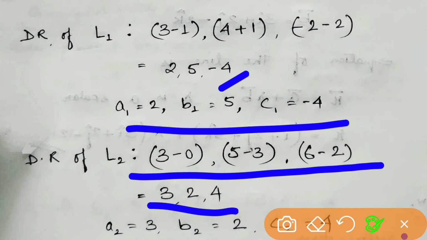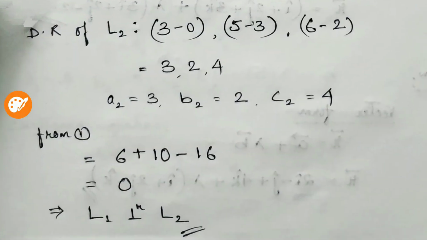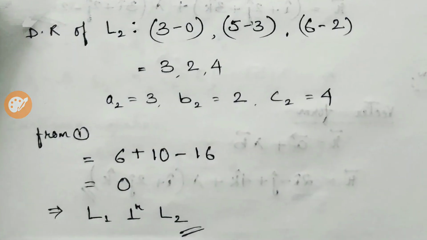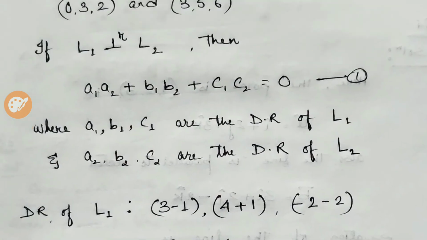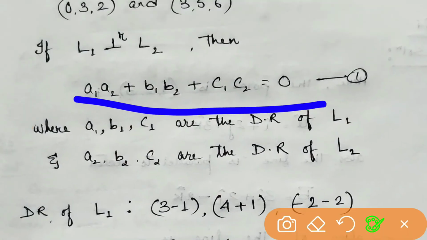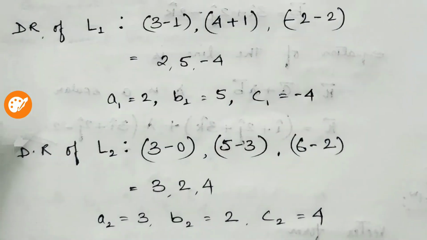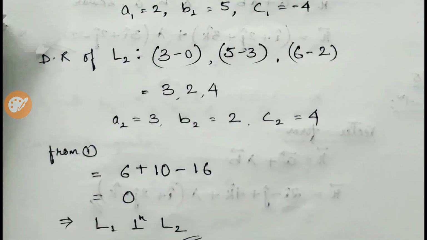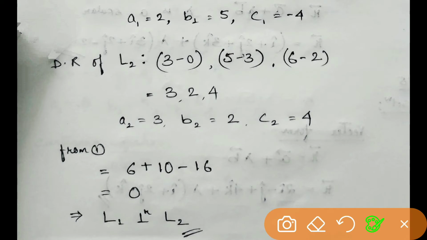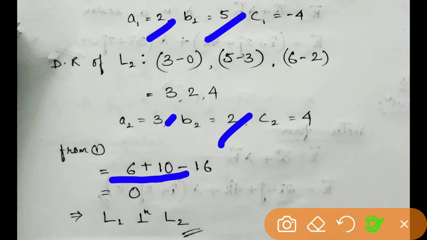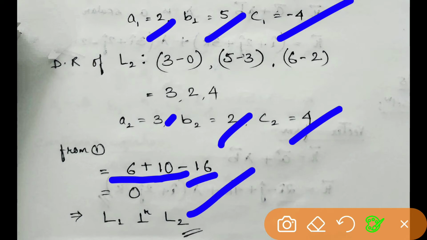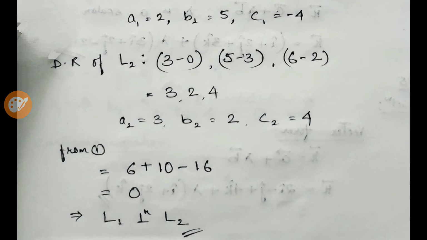Now I'll calculate a1 a2 plus b1 b2 plus c1 c2. Now from 1, where is our 1? You can see this is our 1. Okay, so I put the values now, so you can see a1 into a2, 2 3 is a 6, plus b1 into b2, 5 2 is a 10, plus c1 into c2, so there is a minus 16. So this becomes 0. I can say L1 is perpendicular to L2. Now let's move on to the next question.